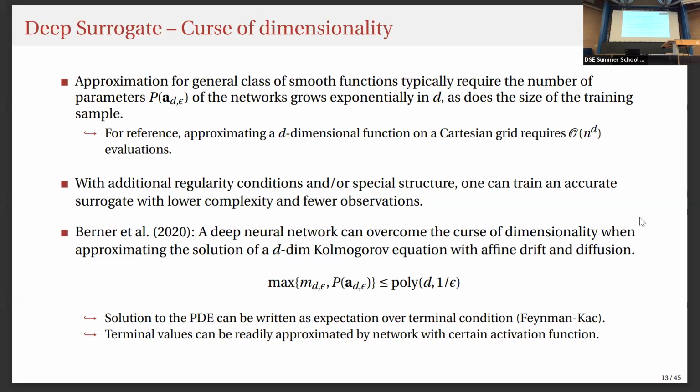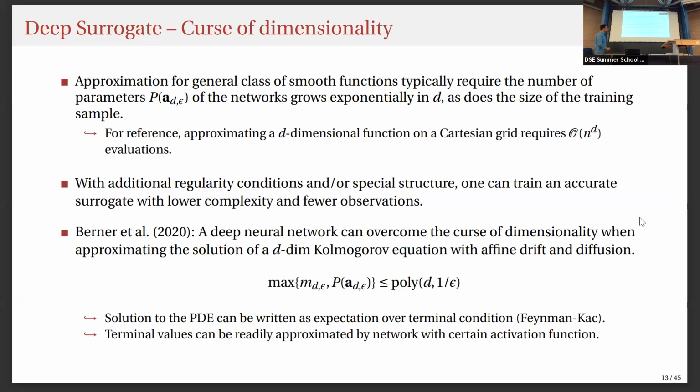Just one second there. Okay, I'll get back to your question. So let me walk you through this, quote unquote, result theorem here, and then we can open up the discussion. All right, so the result is the following. A deep neural network can overcome the curse of dimensionality when approximating the solution to a d-dimensional Kolmogorov equation with affine drift and diffusion. Basically, a linear Kolmogorov equation can essentially be approximated without the curse of dimensionality.